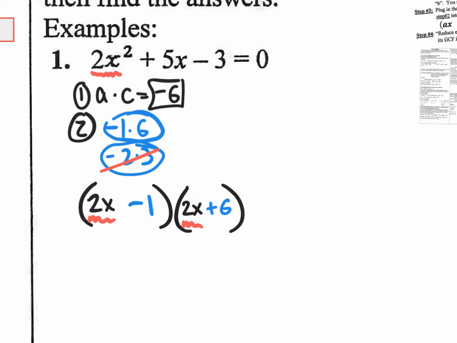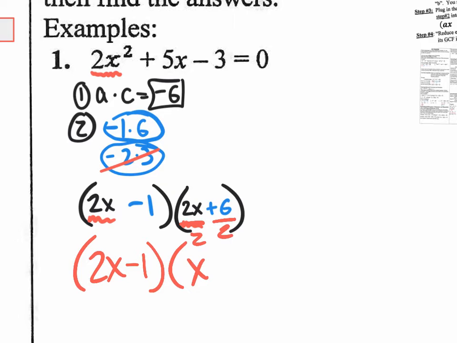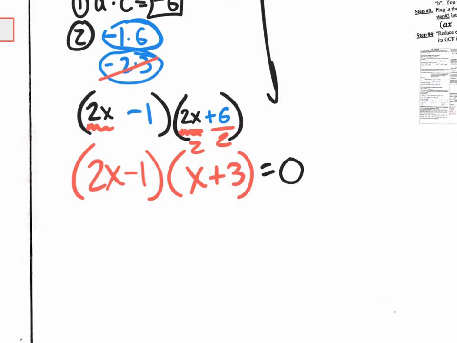So I need to do step 4, which is to reduce each binomial by its GCF. Now, the first binomial does not have anything in common, so you don't worry about it. The second binomial, there's a 2 and there's a 6. What could I divide by? 2. Divide by 2 and divide by 2. So like we said, the first binomial stays the same, 2x minus 1. The second binomial becomes 1x plus 3. And then you bring down the 0. And then you could split them and solve.